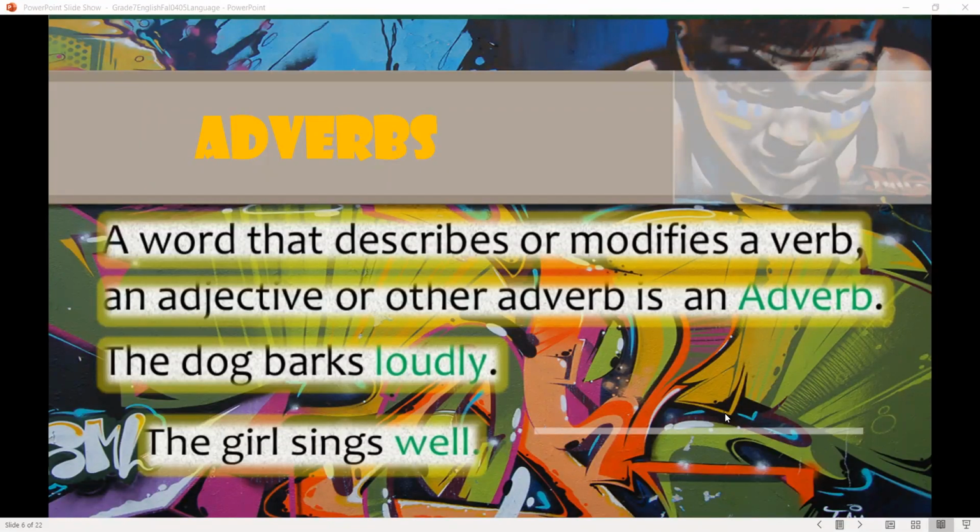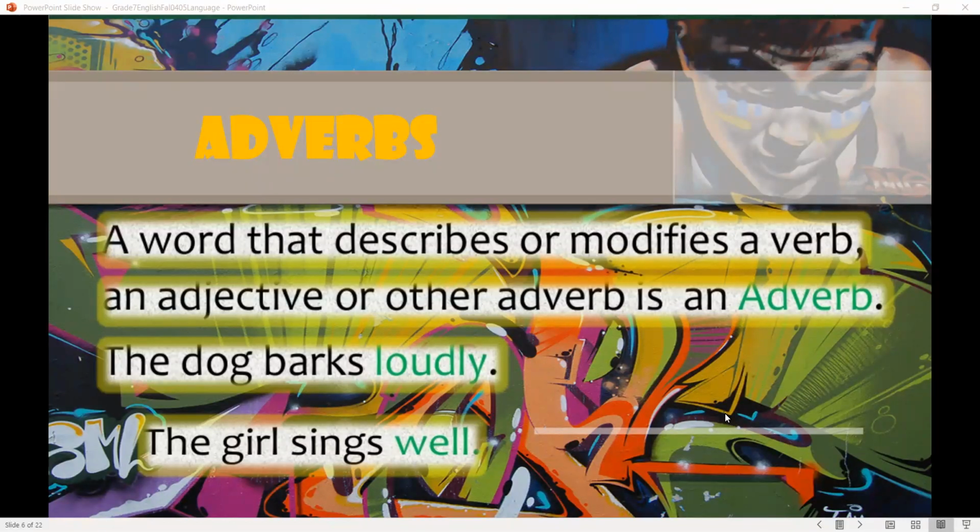Now we also notice that loud is an adjective, and when we use it as an adverb, it gets the ly added on the end. Can you see that? So loud becomes loudly. The girl sings well. How does the girl sing? She sings well. So although we can look at an ordinary sentence like the dog barks, that kind of sounds pretty boring, doesn't it, on its own?